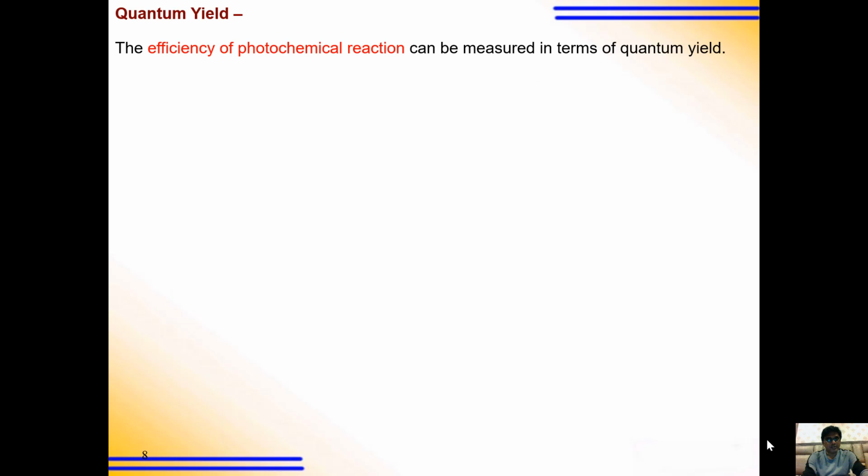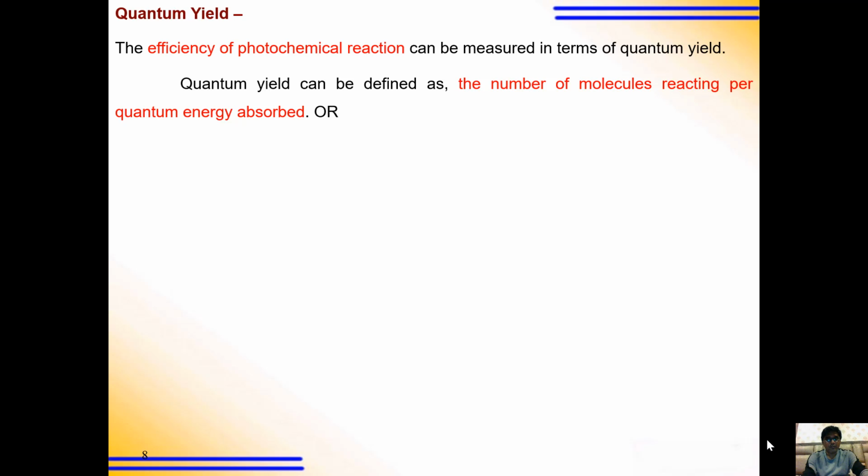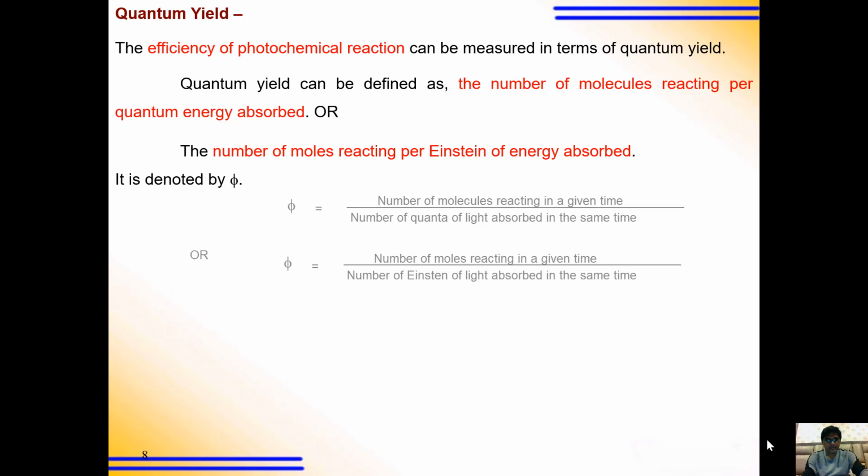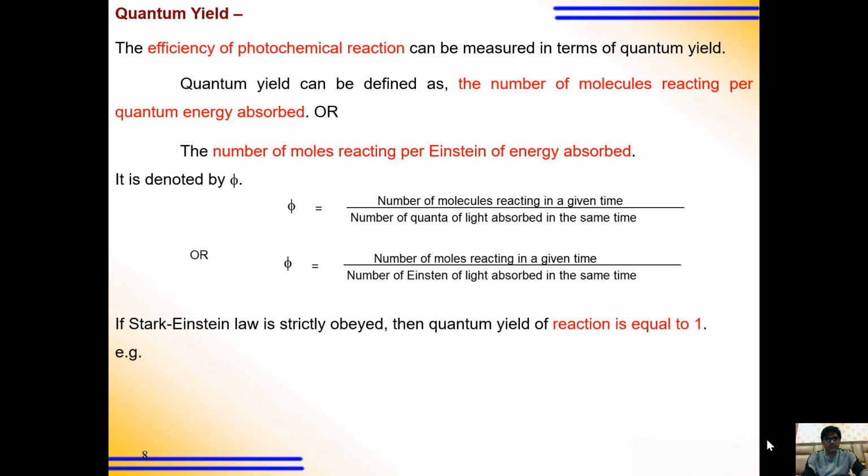Now, let us understand quantum yield. The efficiency of photochemical reactions can be measured in terms of quantum yield. Quantum yield means the number of molecules reacting per quantum of energy absorbed. It is denoted by phi. Mathematically, phi is equal to the number of molecules reacting in a given time to the number of quanta of light absorbed in the same time, or phi is equal to the number of moles reacting in a given time to the number of Einsteins of light absorbed in the same time.